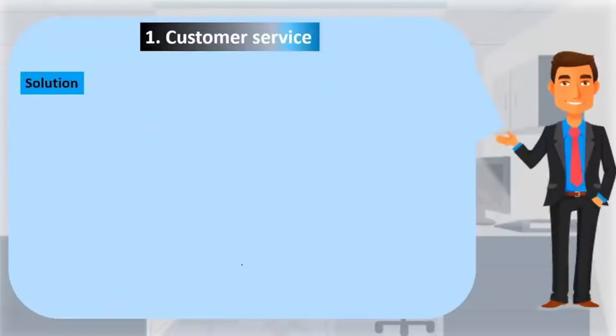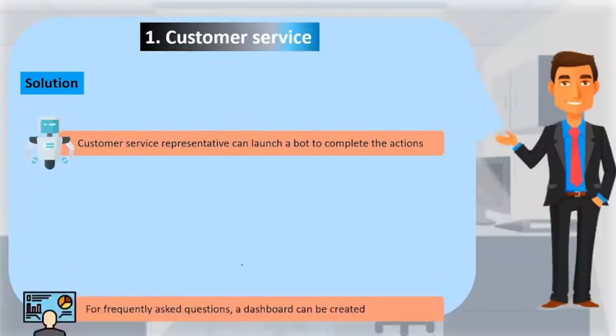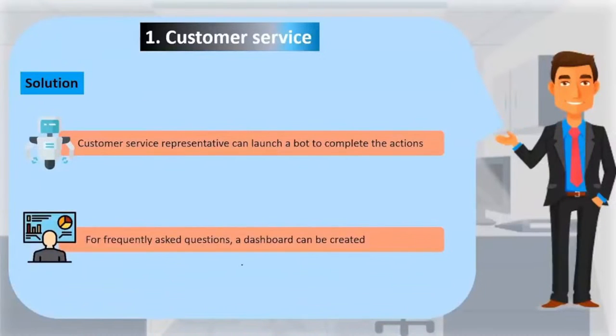The solution requires identifying frequently asked customer questions, assessing customer representative actions in response to those questions, and developing RPA solutions to facilitate those questions. When several sets of information need to be coordinated across systems, the customer service representative can launch a bot. The bot completes all actions in seconds with the press of a button. For frequently asked questions, a dashboard can be created. A customer service representative will fill out the necessary information to receive the queries, and bots will use that data in multiple systems to complete the transaction.